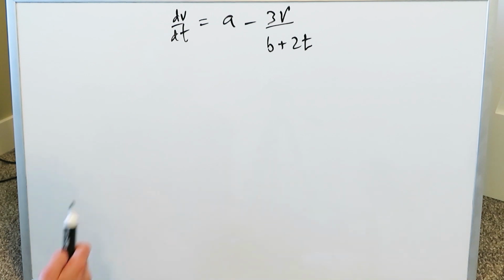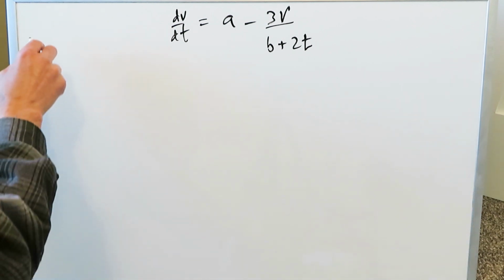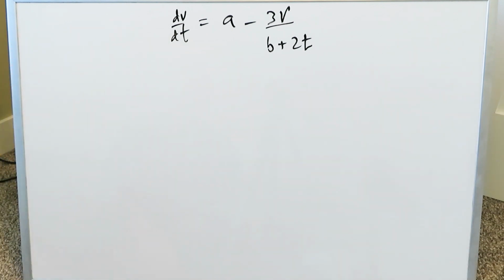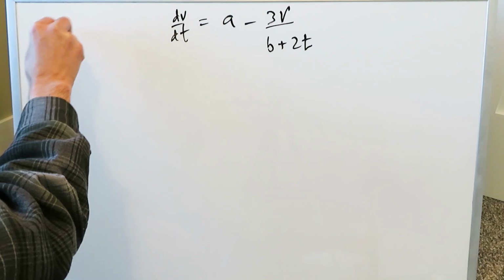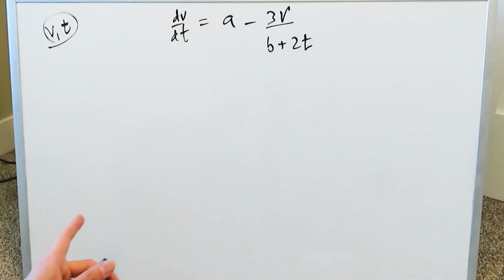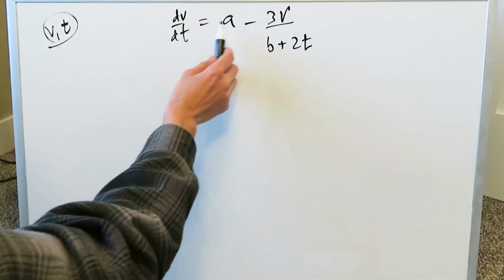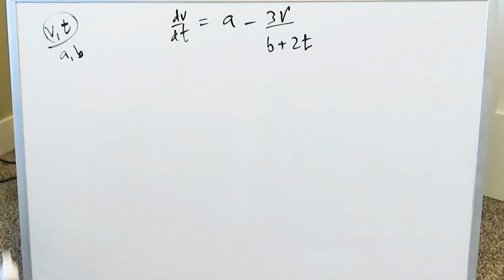Again, you don't see x's and y's, and you have to determine what the variables are and what the constants are. What are my variables? Always clue in on this derivative factor, and I'm seeing v and t. Those are my variables. But everything else is going to be a constant. a and b are going to be constants.